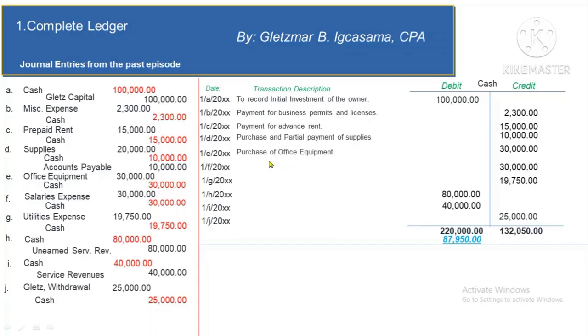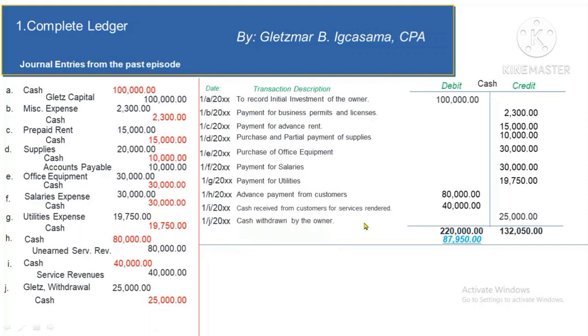You also have purchased office equipment, and you paid for salaries of the employees, as well as you paid for utilities, and you have this 80,000 because the customers paid in advance, and another 40,000 because you received cash from customers for the services you've already rendered. And the last credit of 25,000 happened because the owner withdrew from the business.